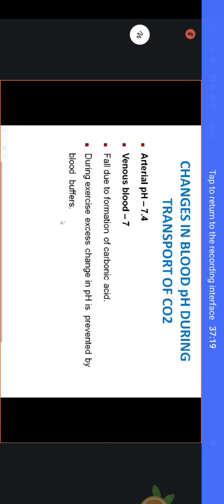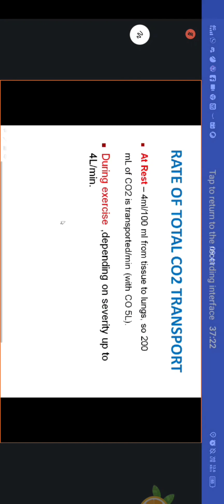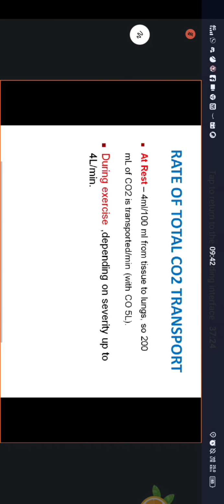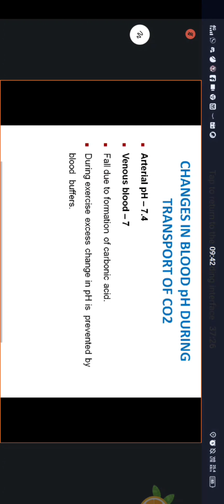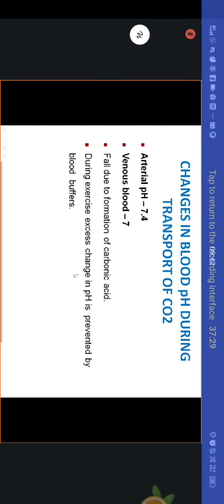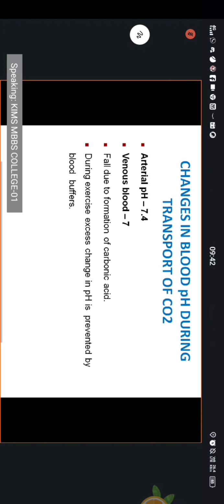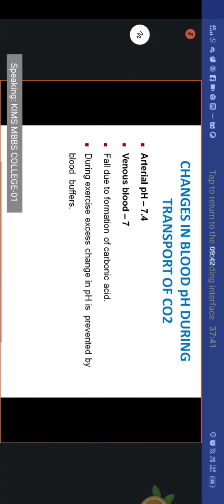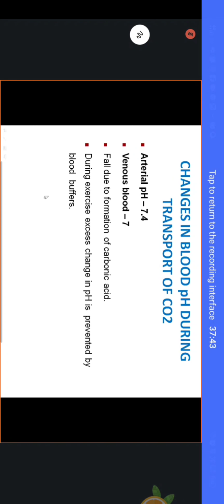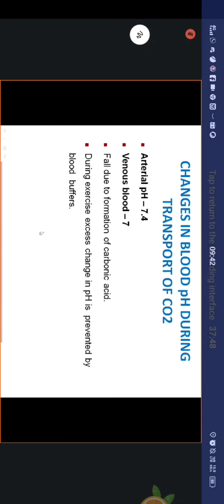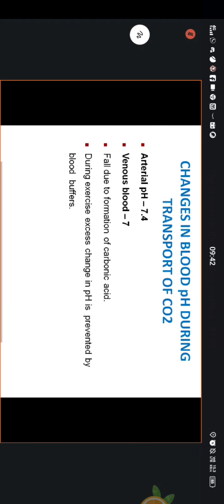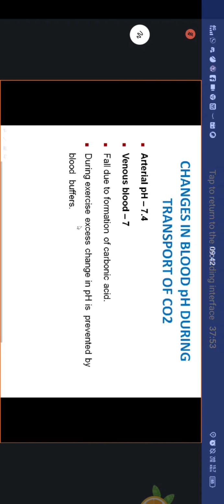Whereas during exercise, what will happen? As I told earlier, the rate of transport can increase to about 4 liters per minute. But there won't be much change in pH because of blood buffers. There are different types of blood buffers like plasma proteins, hemoglobin, and sodium bicarbonate, which is also an important buffer. So while transporting large amounts of carbon dioxide, because of its easy diffusion property through membranes, it can occur more rapidly without any difficulty.